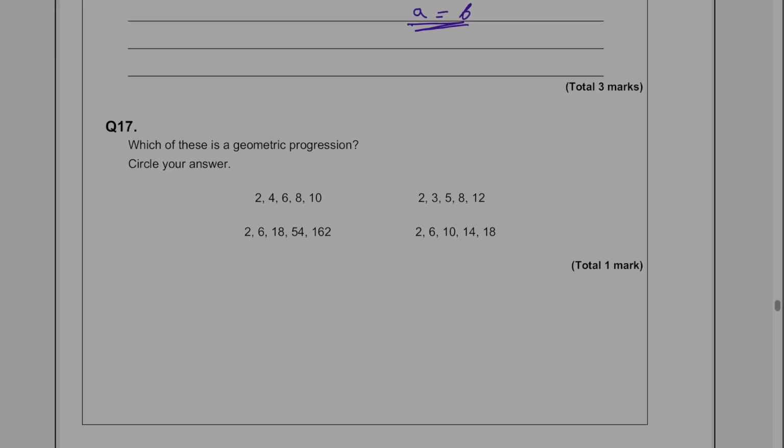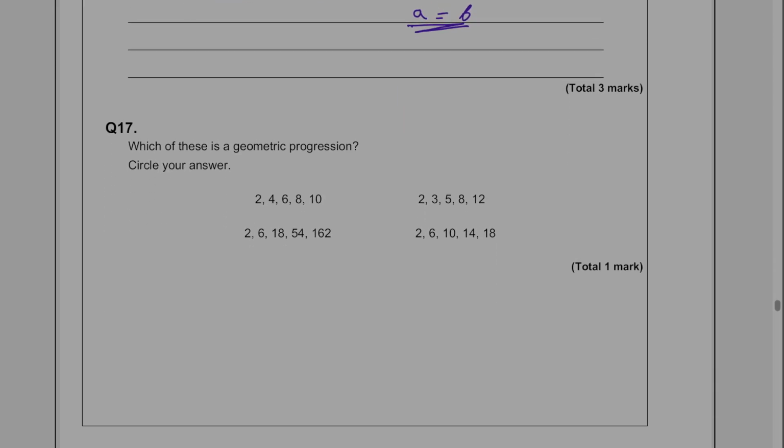Okay, question 17. Which of these is a geometric progression? We need a constant multiplier between them. Let's say times by 2, times by 1.5, so I can get rid of that one. This one has a difference of 1, difference of 2, difference of 3, difference of 4, so that's not a geometric. This one has a times by 3, times by 3, times by 3, so that one definitely is. And then this one definitely isn't. So just that one.